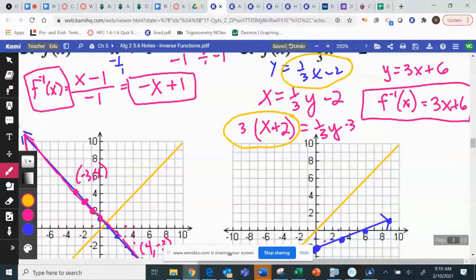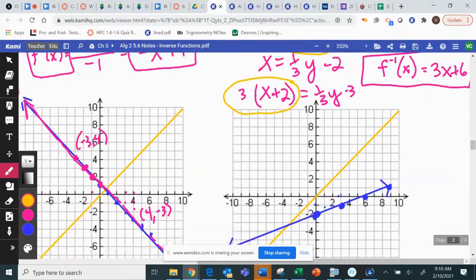Okay, and then for graphing, we can either just look at the pink one and graph it, or we can look at the blue one and just switch ordered pairs. Either should work.